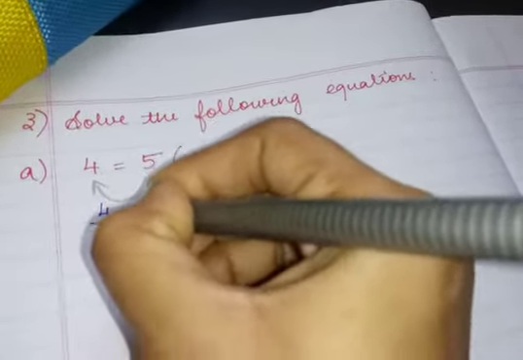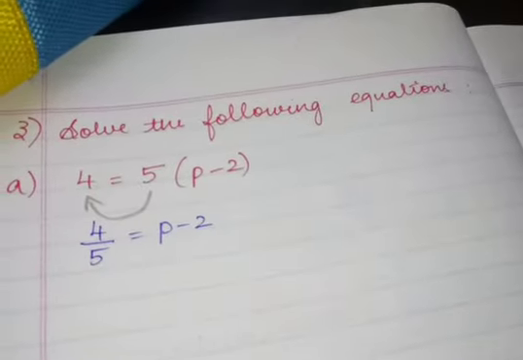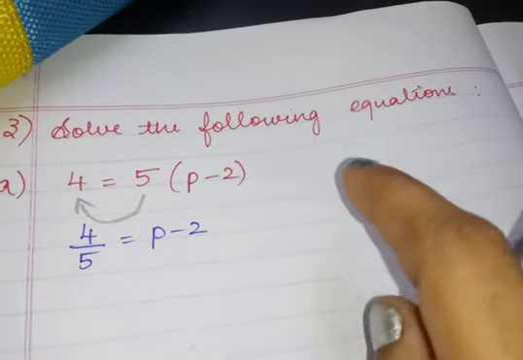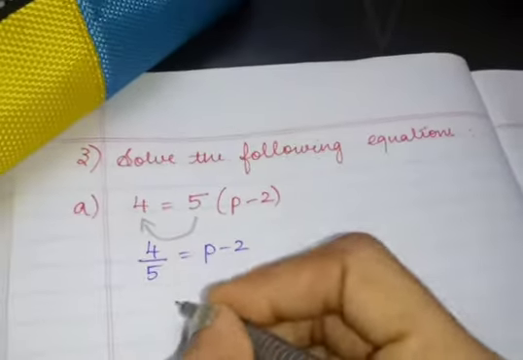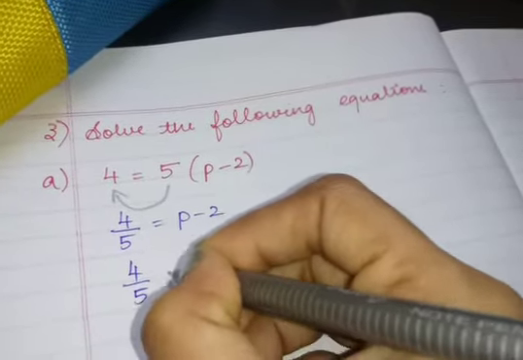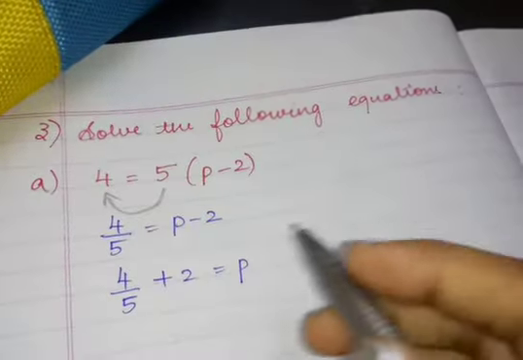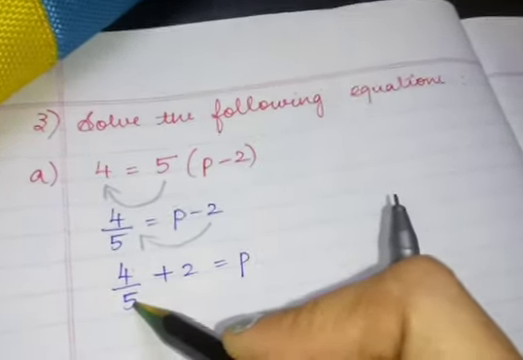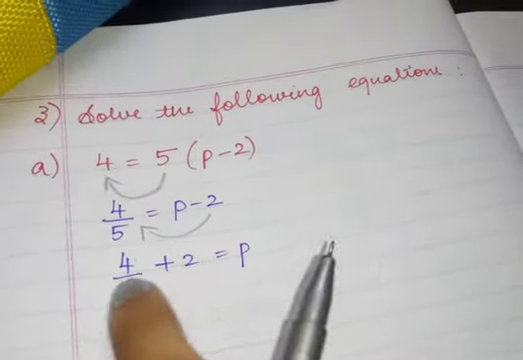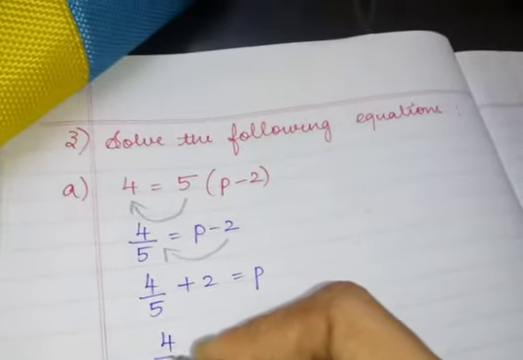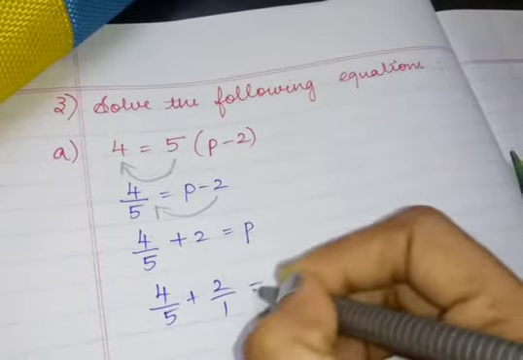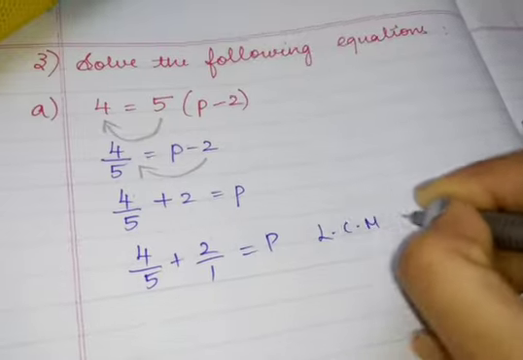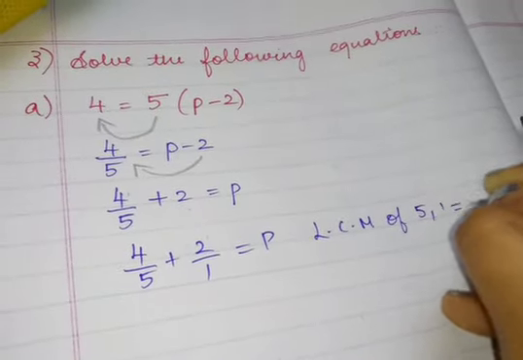Okay, now what will be the equation? 4 divided by 5 equal to p minus 2. Because I am bringing that 5 to that side, it becomes division. Next, I am bringing 4 by 5 plus 2 is equal to p, because I am bringing this minus 2 towards the next side. So 4 by 5 plus 2 equal to p. Can we write this as 4 by 5 plus 2 by 1 equal to p? Correct? So what is the LCM of 5 comma 1? LCM of 5 comma 1 is equal to 5.